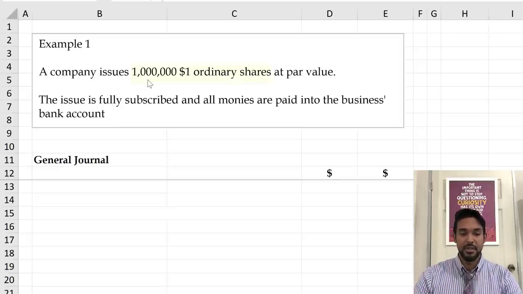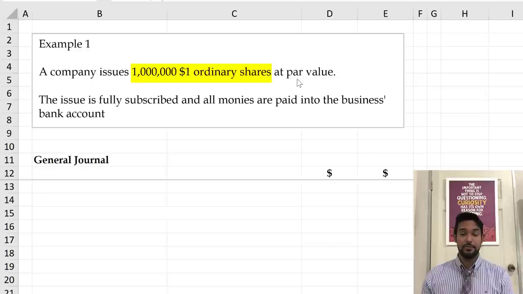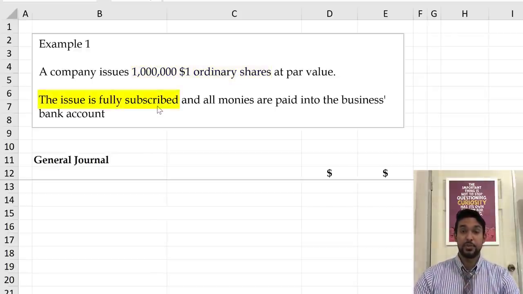So the company issues $1,000,000 ordinary shares. So the million is how many shares they've issued. The $1 is the par value. So remember, the par value is the basic value of the share. And they issue those shares at par value, which means that they have sold them for the same $1, which is their par value. The issue is fully subscribed, which means all of the shares were bought and all monies are paid into the business's bank account.